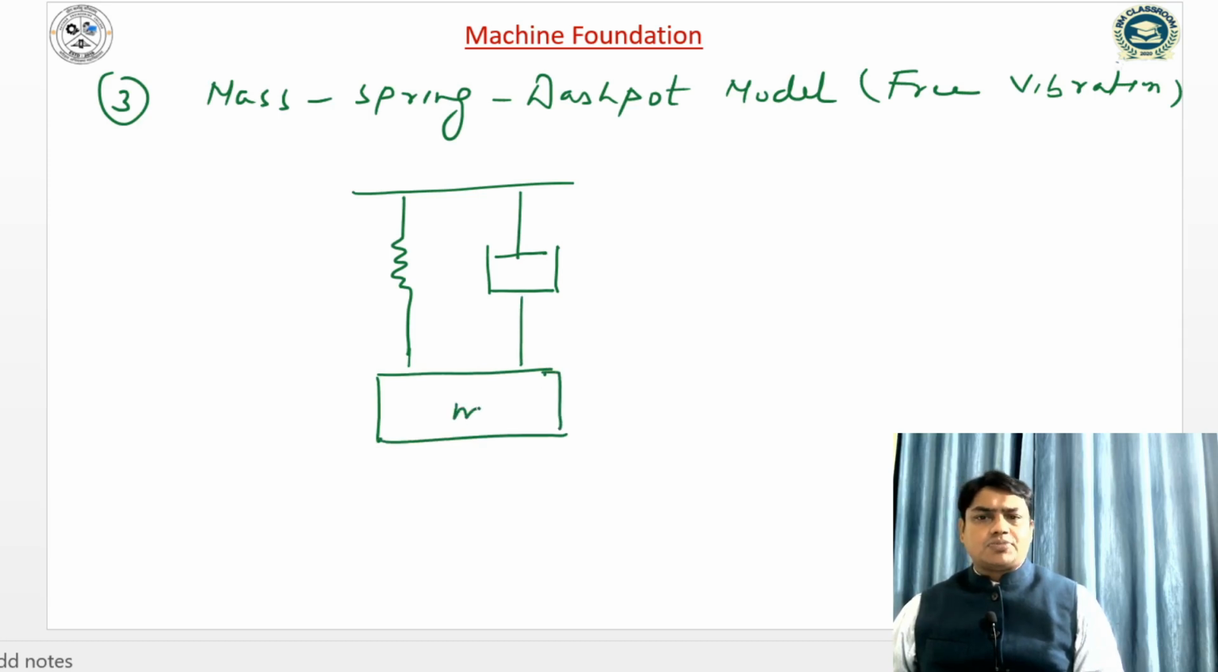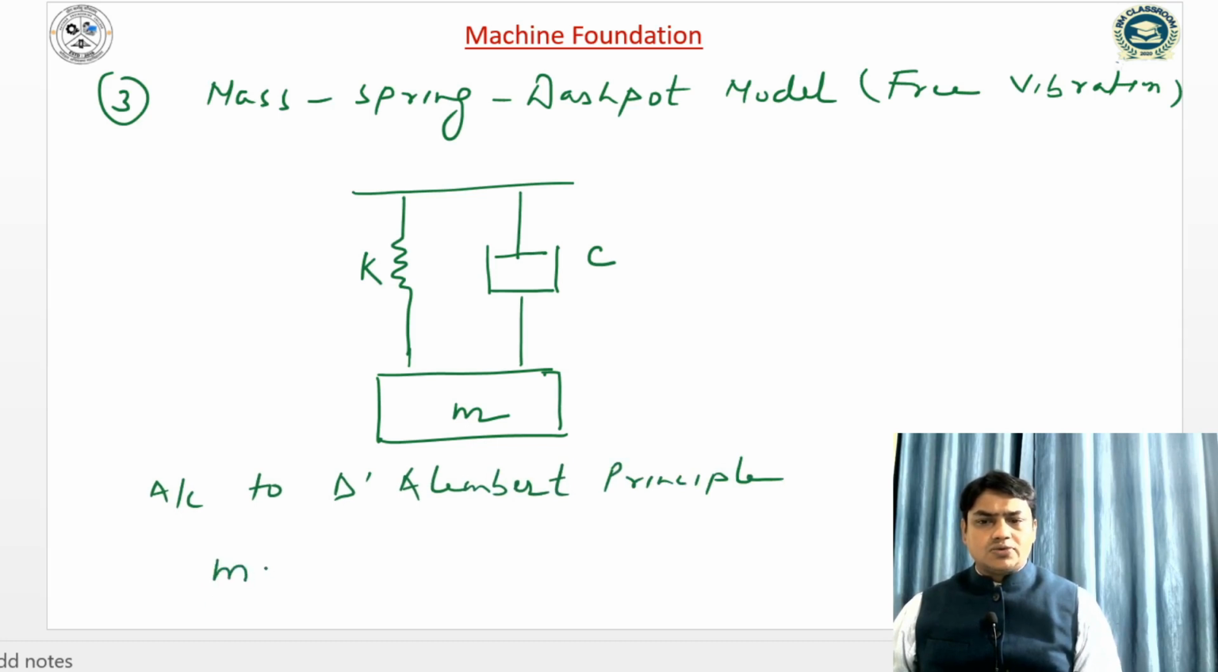So this is the mass-spring-dashpot model, with spring constant k and damping constant c. So we can write the equation according to D'Alembert's principle. Inertia force is m into z double dot, plus spring force is k into z, plus damping force is c into z dot, is equal to external force.